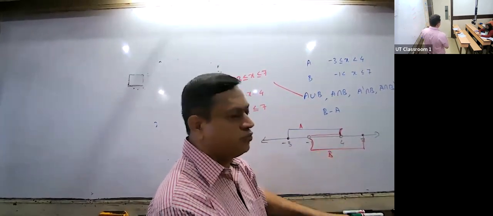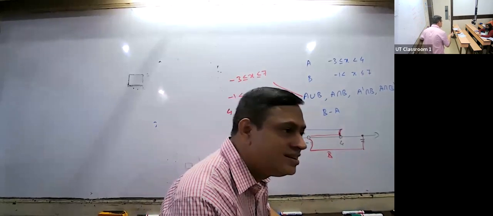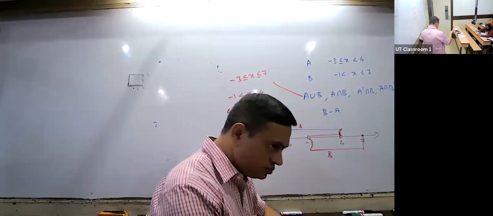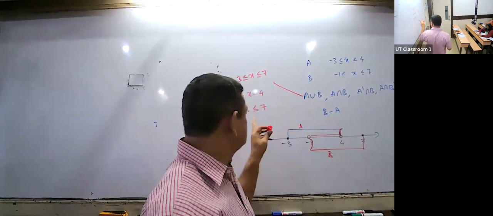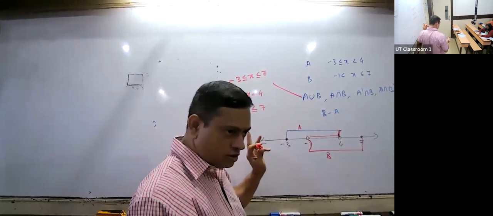4 is not in A, so 4 is in B dash. 4 is already in B, so it is in the intersection. Are you followed? Yes, sir.